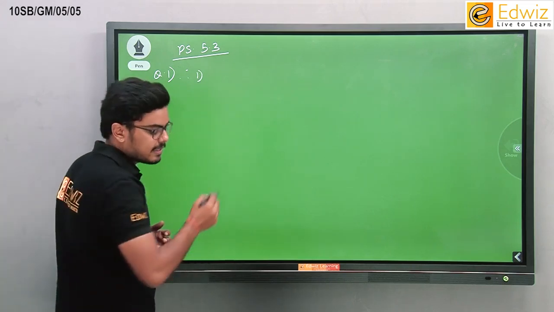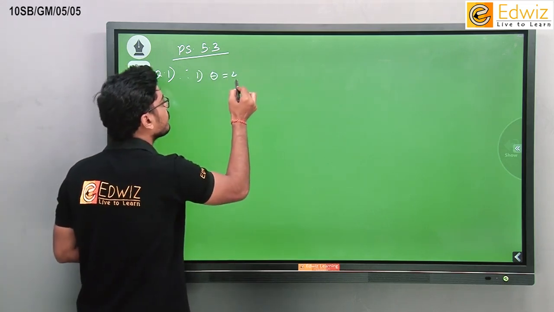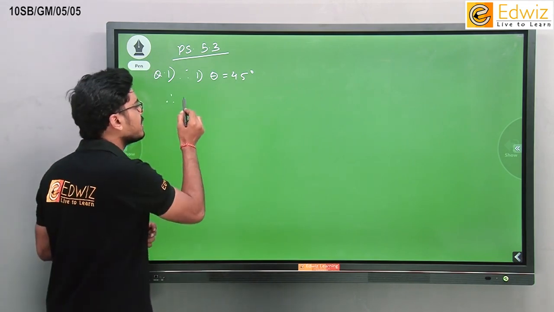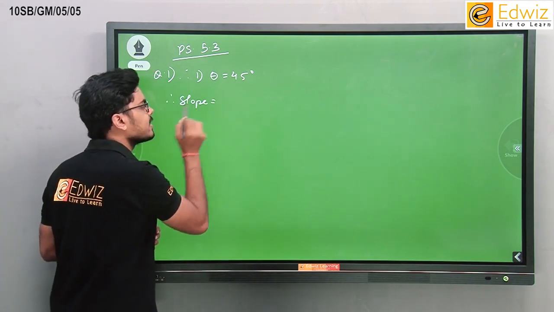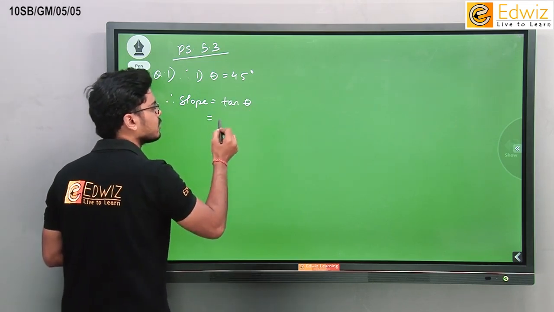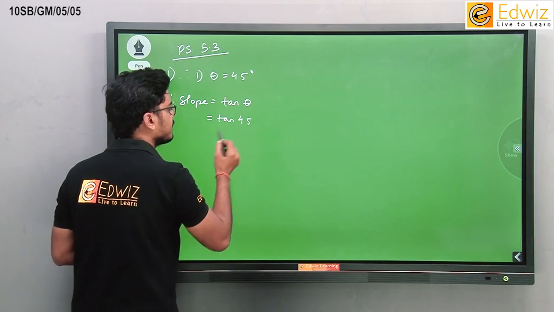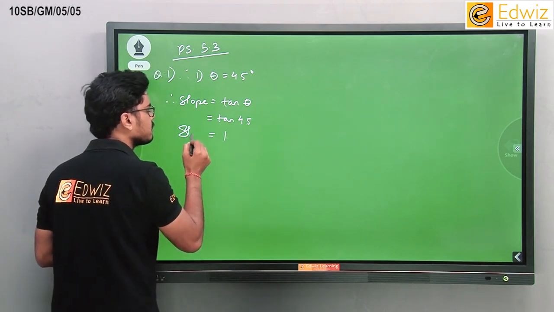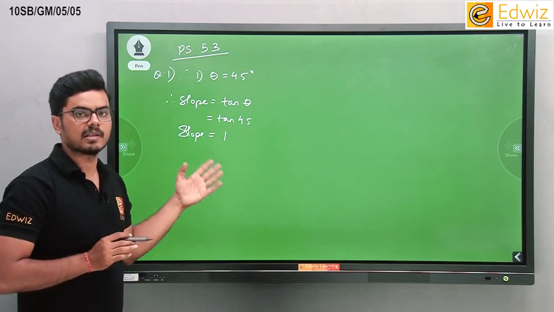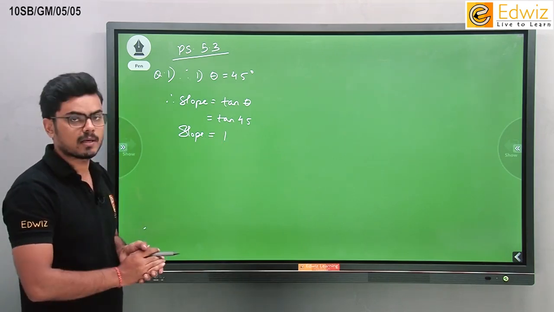फर्स्ट वन क्या दिया है? थीटा इक्वल टू 45 डिग्री. ठीक है, डायरेक्ट फॉर्मूला एप्लीकेशन है. स्लोप विल बी इक्वल टू, एज वी स्टडीड ट्रिग्नोमेट्री से कैसे यूज करना है इसको, tan थीटा. सो tan 45 दैट इज इक्वल टू 1. ओके, सो फर्स्ट केस में द स्लोप ऑफ द लाइन इज tan 45, 1. सिंपली ऐसे ही हम लोगों को बाकी दोनों भी करना है.